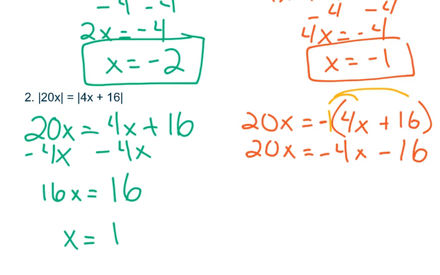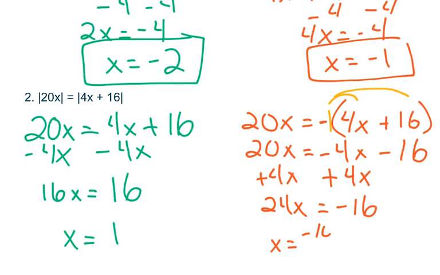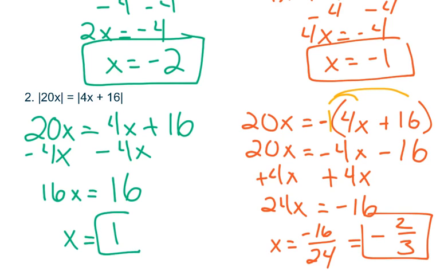Once we get to this point, we're solving like normal. Okay? Add 4x, 20x plus 4x is 24x is equal to negative 16. And then we need to do some dividing. X is equal to negative 16 over 24. That can be simplified. Both of those numbers, 16 and 24, are divisible by 8. That would be the largest number that they're both divisible by. So that ends up giving us negative 2 over 3. So these, negative 2/3 and 1, are our two answers for this problem.